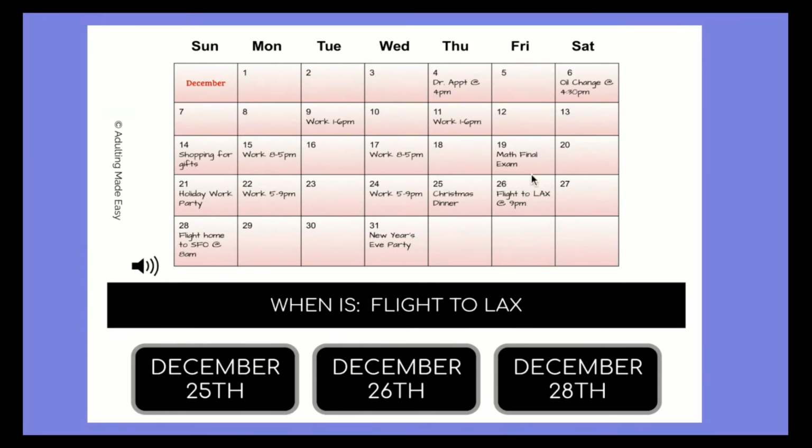They're asking us the date, not the day. And so flight to LAX is on the box that falls under December 26th. So it's on the 26th. It happens to be a Friday, but again, they're not asking for that information. They're asking for the date. So the date is December 26th. How do I know? I go to the table and I find the date.